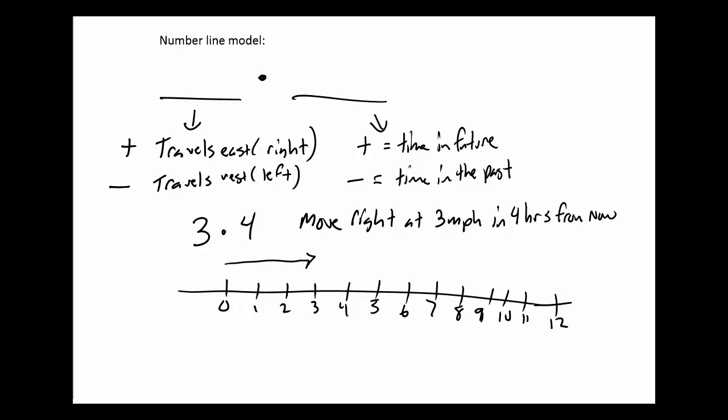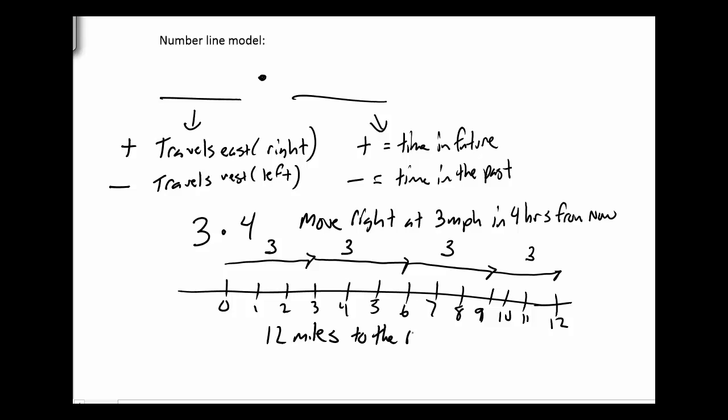Okay, and then the second hour from here, I got all the way up to 6. I'm going 3 and 3, and then from 6 I went to 9. There's another 3, and from 9 I went to 12. So in 4 hours, how far did I go? I got 12 miles away from 0, so to the right of 0, which translates to mean positive 12. So 3 times 4 happens to be positive 12.